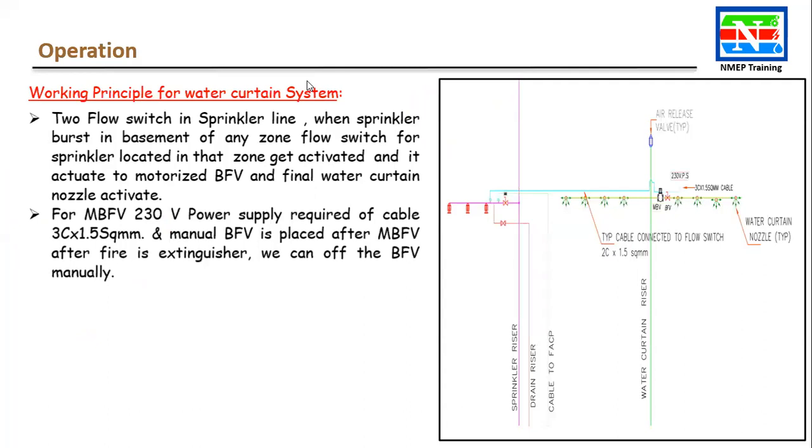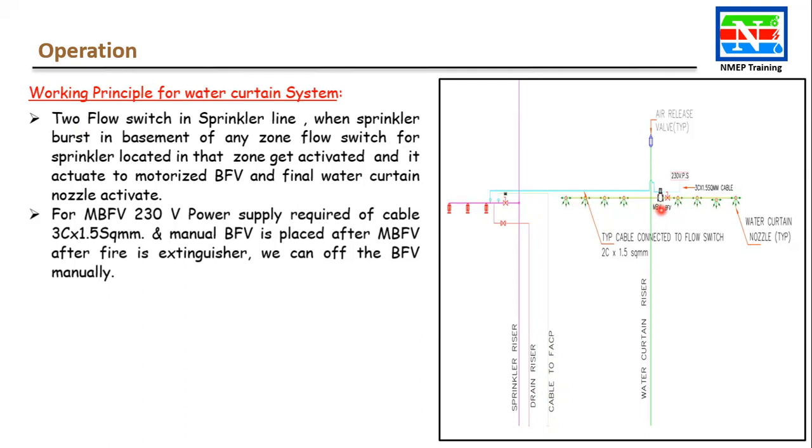Sir, can you repeat this only for this process, because there was a call at that time? I received one call and was unable to hear you. I'll tell now, same thing. This operation here, it is written: working principle for water curtain system. We have two flow switches. This is one flow switch, it is connected to the fire alarm panel. Another flow switch will be connected to the motorized butterfly valve.